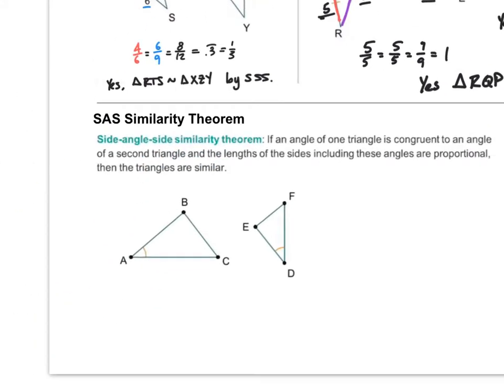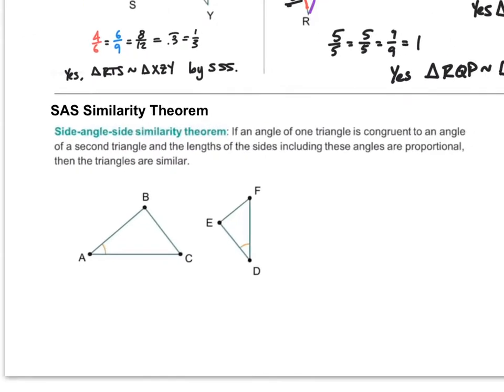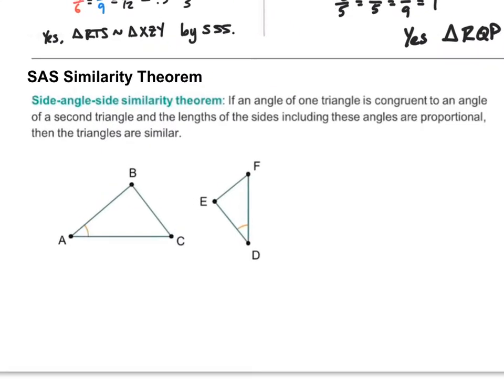So let's go ahead and talk about the next one, which is the side angle side similarity theorem. And what that says, similar to what we learned about the side angle side congruence theorem, is that if one angle of one triangle is congruent to another angle, like I have angle A and angle D, and the lengths of the sides including these angles are proportional, then the triangles are similar.